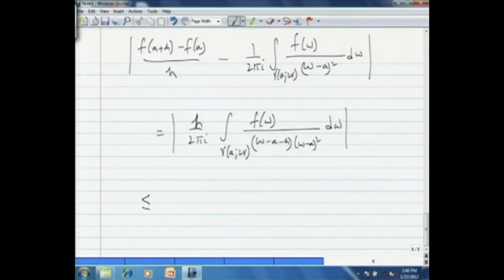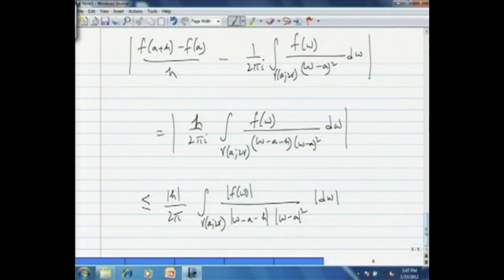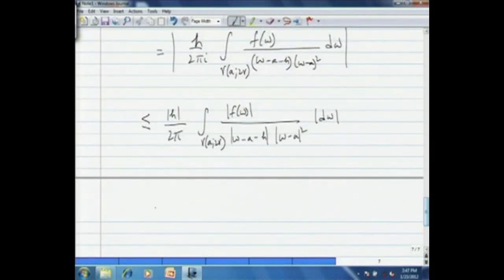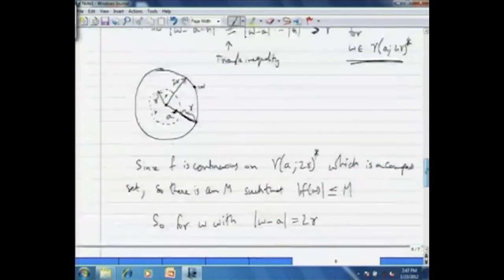So, this is less than or equal to modulus of h by 2 pi times the integral over gamma a, 2r of the modulus of f of w divided by the modulus of w minus a minus h times the modulus of w minus a squared times the modulus of dw. That is by the estimation theorem. And this is less than or equal to the modulus of h by 2 pi. We know that the modulus of f of w on gamma a, 2r is less than or equal to m, because f is bounded on a compact set. And then in the denominator, we showed that the modulus of w minus a minus h is at least r.